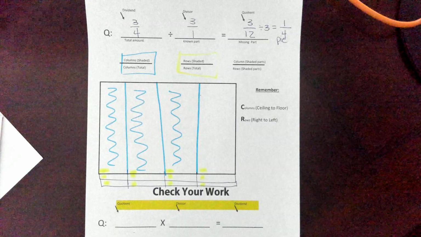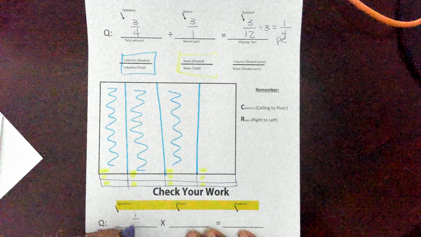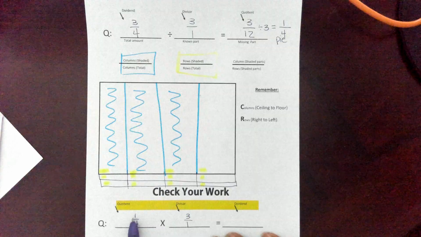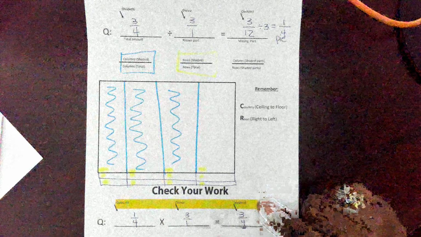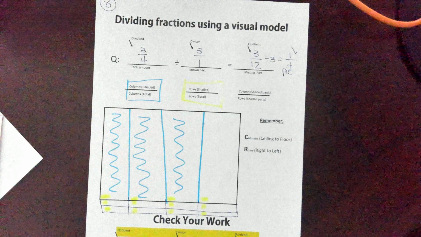Okay, and to check our answers, we're going to work our way backwards just to make sure that we got the right number. So our dividend should come out to 3/4 if we did the right answer. All right, so we have 1/4 for our quotient. So we're going to put that in there, 1/4. Our divisor was 3/1. And when we multiply fractions, we multiply straight across. So 1 times 3 gives me 3. 4 times 1 gives me 4. So that gives me 3/4, which is what I had up here at the top. So my answer was correct, 1/4 of the pie.